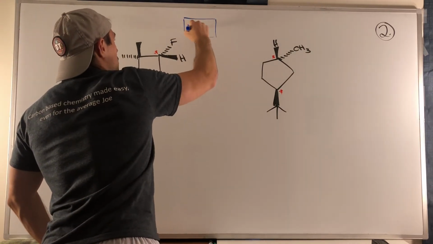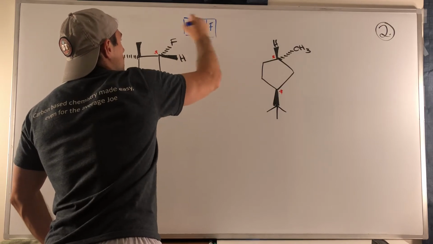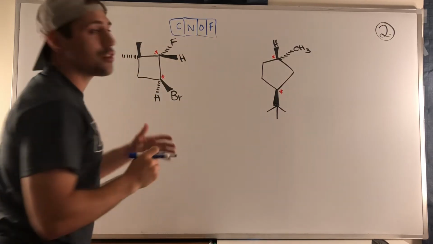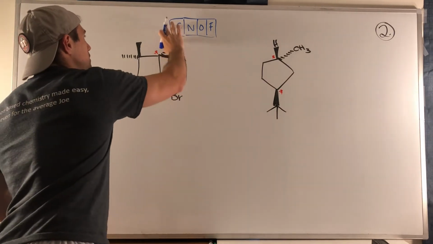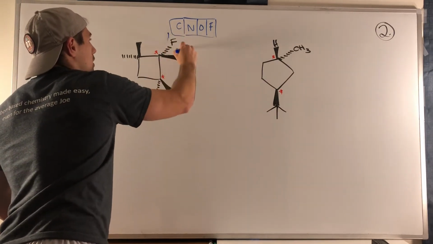We have nitrogen, oxygen, fluorine, carbons over here. So fluorine is heavier than carbon, so no matter what's attached, fluorine wins. So fluorine is priority number 1. I'll put 4 on hydrogen.